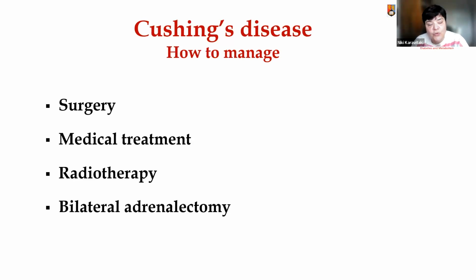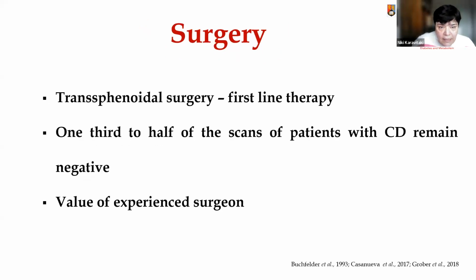So we had our high index of clinical suspicion. We did our tests. We proved it is Cushing's. We proved it is ACTH-dependent Cushing's. We proved it is pituitary Cushing's. What next? Of course, we have to manage our patient. And in terms of managing the tumor and the cortisol excess, what can we have on our table for that? We can have surgery, we can have medical treatment, radiotherapy, or bilateral adrenalectomy. And let's start with the surgery.